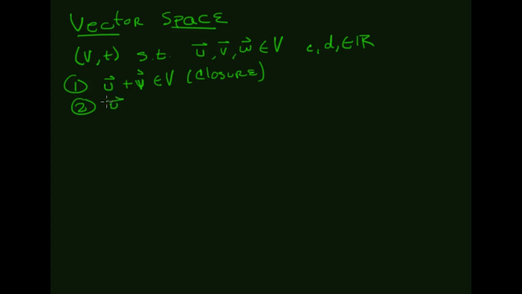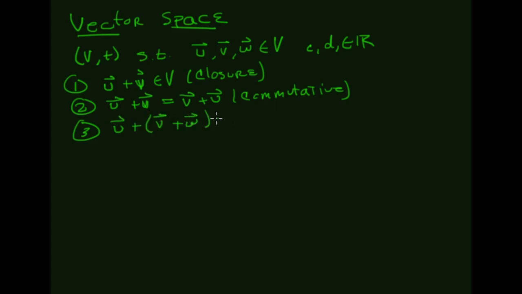Okay, so if I commute under addition, it's still going to hold. So I'm going to have a commutative property. If I associate under addition, it's going to hold. So we get an associative property.